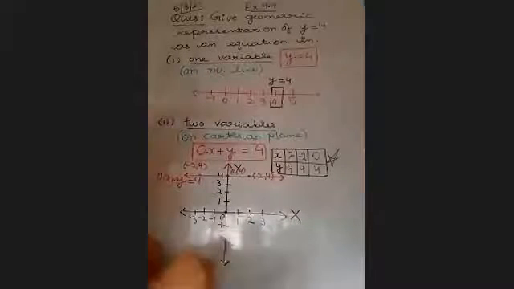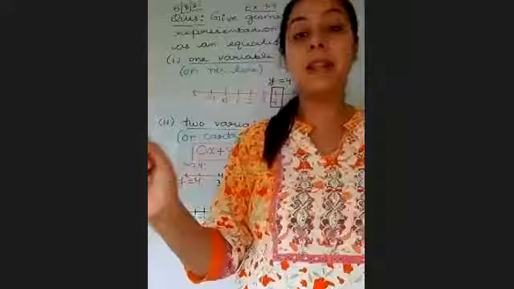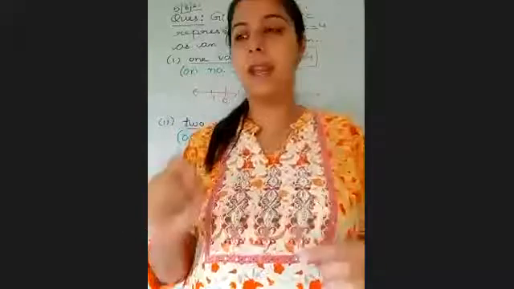So we will have to introduce the missing variable. If x is missing, we will introduce 0y. If y is missing, we will introduce 0x. Okay?